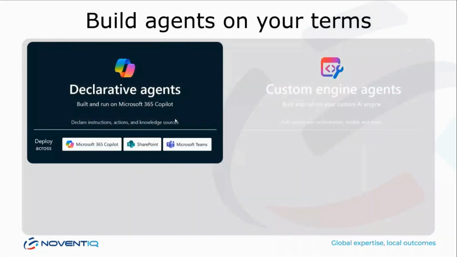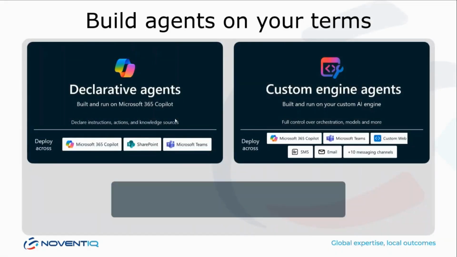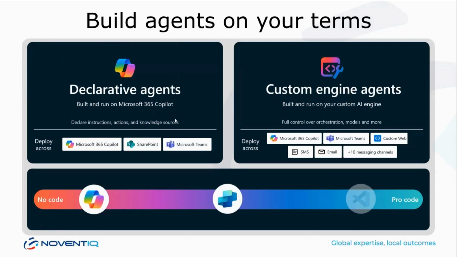Now, when we talk about these agents, there are two pathways of building them. One is the declarative agent, one is the custom engine agent. You can deploy declarative agents across M365 Copilot, across SharePoint, and across Microsoft Teams. These are the channels that are available for you to deploy these declarative agents.